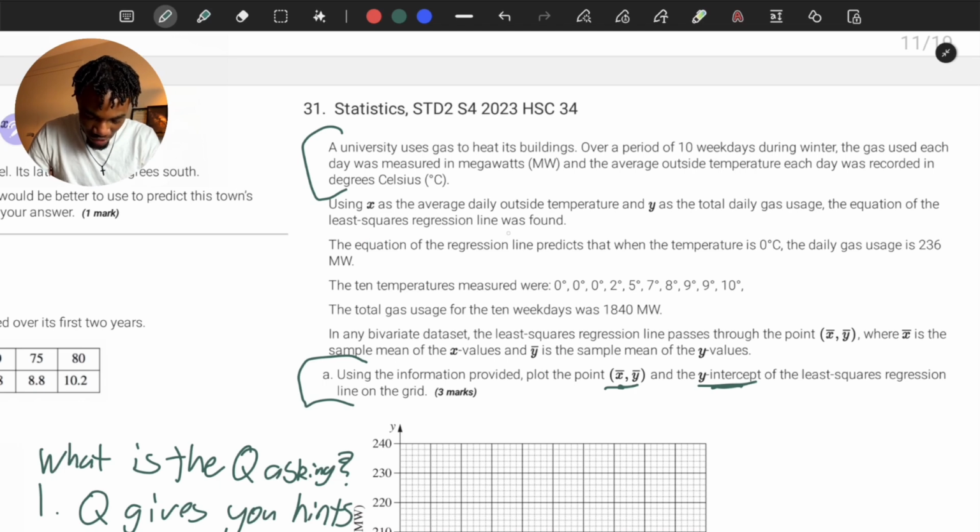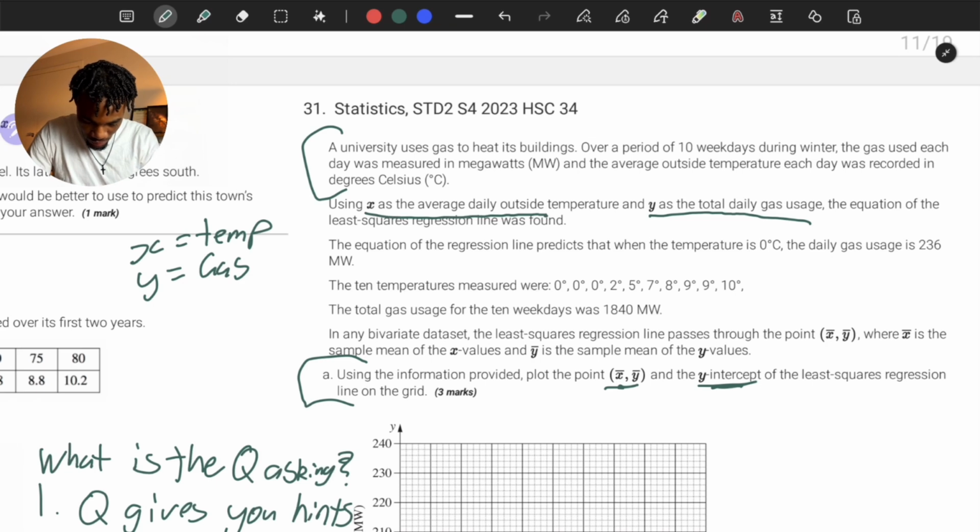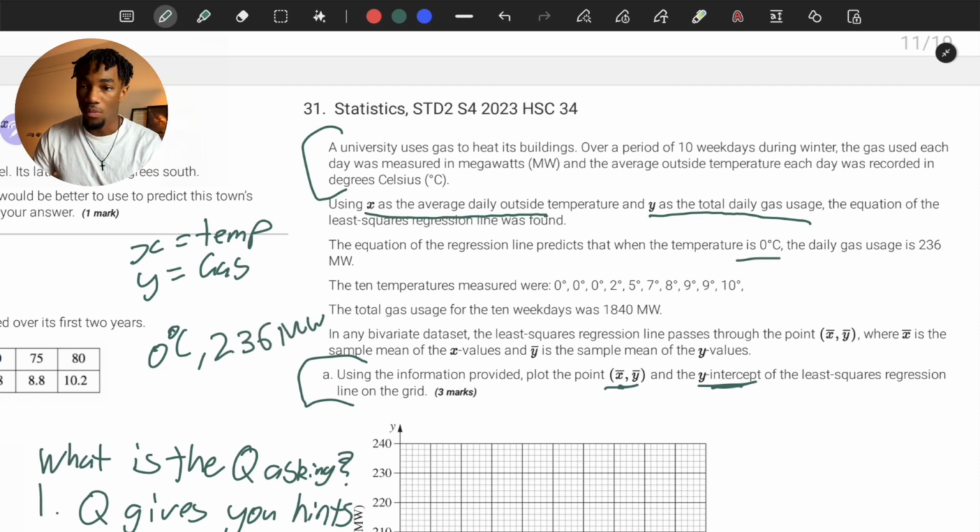X as the average daily temperature outside, and Y as the total gas usage. So I'm going to write that hint down so it's clear. X equals temp, Y equals gas. The equation of the regression line predicts that when the temperature is 0, the gas usage is 236 megawatts. All I'm doing is getting hints from what the question's giving me.